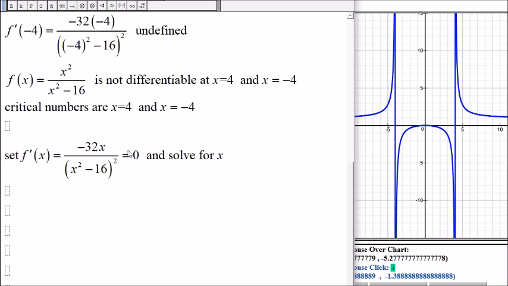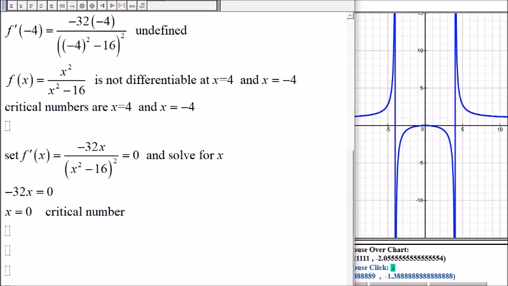The only way that this can be 0 is if the numerator is 0, meaning the negative 32x has to equal 0. That's the only way this quotient could be equal to 0, if the top is 0. And so dividing by negative 32, x is equal to 0. So this is also a critical number, and that's what we've seen right here.